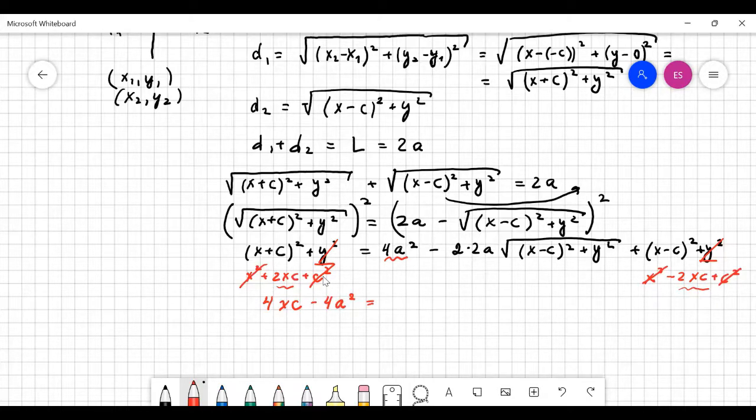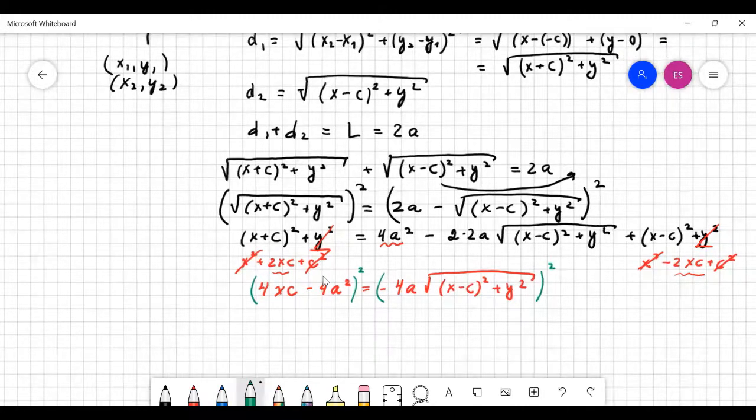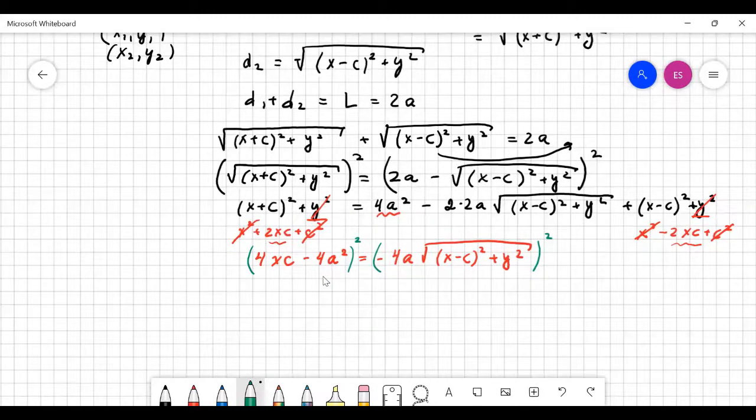And on this side, I'm going to have minus 4a, a square root of x minus c squared plus y squared. Well, I just need to eliminate one more square root, and I'm going to be then very happy about this, right? To eliminate this square root, I'll need to square everything again, my left side and my right side of the equation. Well, let's just do it. There is no other way to get rid of it. I'm going to square now this expression and this expression. I'm going to have lots of calculations, but eventually we are going to have a very nice equation actually.